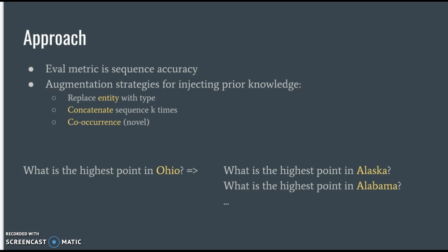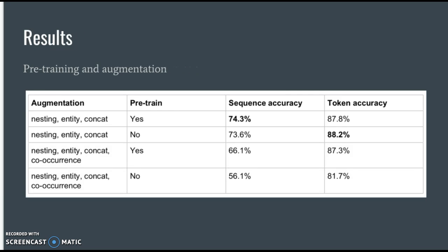And the novel augmentation strategy we're using here is called co-occurrence. The intuition is pretty simple. We're just saying if a token appears in very similar contexts, then we're going to link those kinds of tokens together and replace them in both the source and the target. So for example, if you have something like, what is the highest point in Ohio? And we've seen Ohio co-occurring with other states, we will just be going ahead and replacing it with those states and generating these augmented sequences.